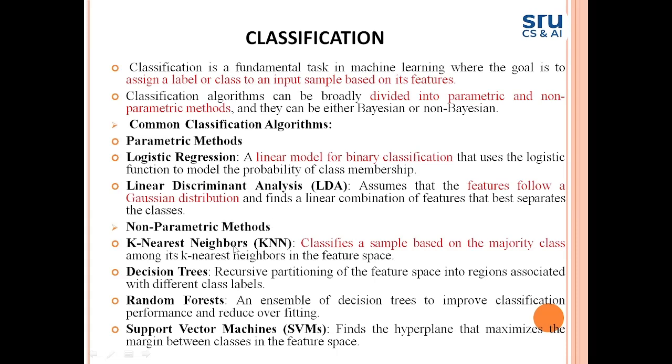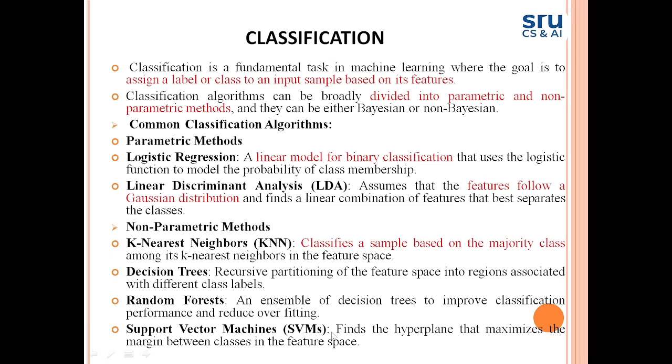Here we are having k nearest neighbor, decision tree, random forest, support vector machine. What do you mean by k nearest neighbors? It classifies samples based on the majority class among its k nearest neighbors in the feature space. In decision tree, partition of feature space into regions which are associated with different class labels. And in random forest, it is an ensemble of, say, decision trees which is used to improve classification performance and reduce overfitting.